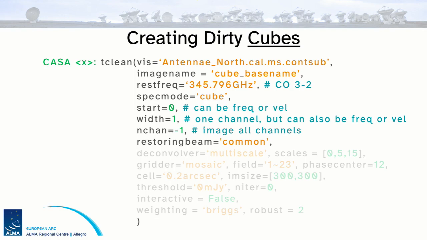If you would like all channels to have the same resolution, you can tell tclean to convolve all channels to a common beam by setting restoringbeam equals common. tclean calculates the smallest common beam of all channels within your cube and uses that beam size. If you don't choose to restore your image with a common beam, each channel will have a slightly different beam size in your final image.